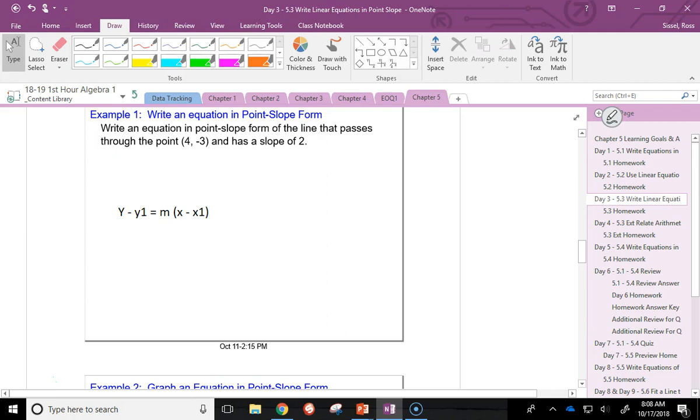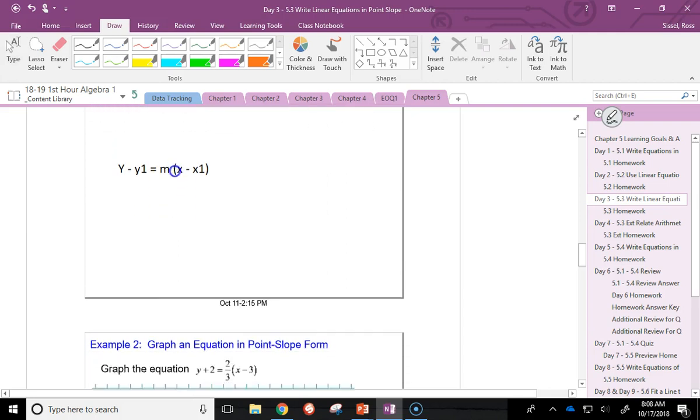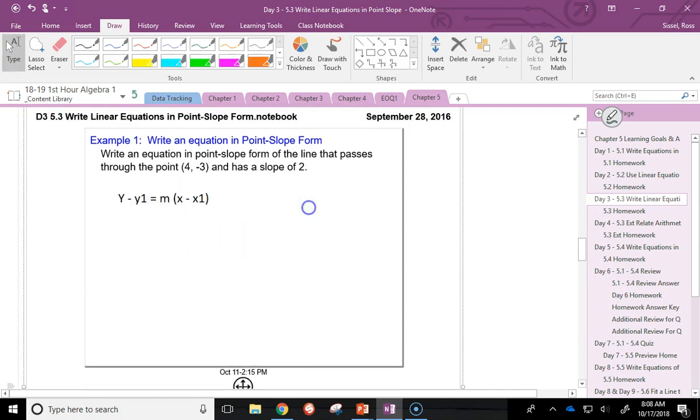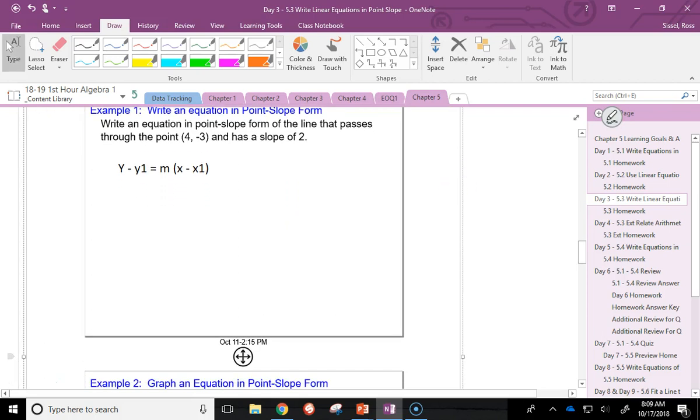So, example 1. Write an equation in point slope form of the line that passes through the point 4, negative 3, and has a slope of 2. I don't think this part's on yours. Do you guys see this on yours? Okay. I added this last night too, because I thought it would be helpful. So, I just put down the equation, but you can always go ahead and write it. When you go to start something, start fresh. So, it's y minus y1 equals m, the slope, times x minus x1.